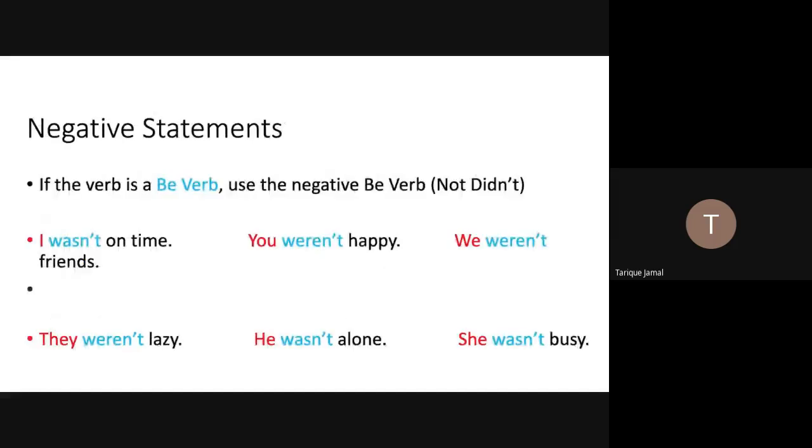All right, let's move on. So again, negative statements. If the verb is a be verb, use the negative be verb, not didn't. So look, I wasn't on time. You were not happy. We weren't friends. We were not friends. So look at the rule one more time. If the verb is a be verb, use the negative be verb, not didn't.